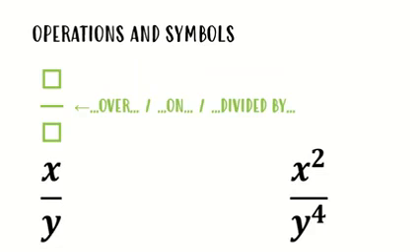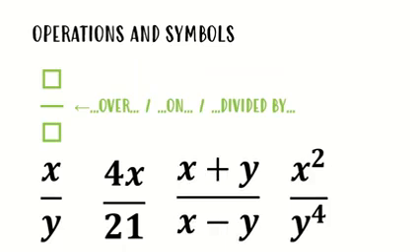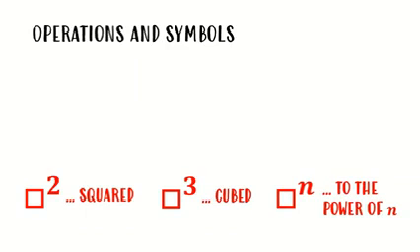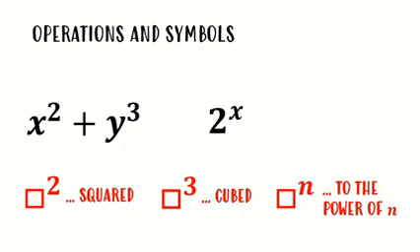What about this one? X on y. X over y, x divided by y. 4x over 21. X plus y over x minus y. And let's look at some powers now. So x squared plus y cubed. 2 to the power of x. X squared times y squared. X squared, y squared. Yep. So pretty simple.